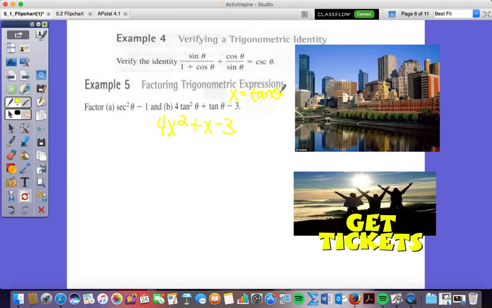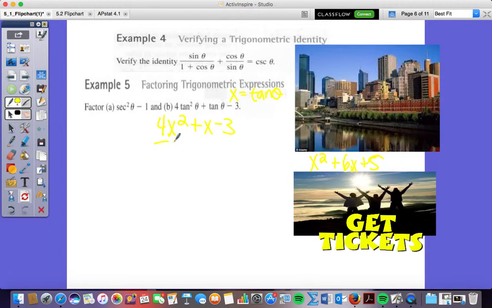How many of you do the check and guess method? How many of you do the A times C method? How many of you have no idea what I'm talking about right now? Let me backtrack. If I had x squared plus 6x plus 5, could you factor that? Yes, it would be x plus 1 times x plus 5. But when this a value is greater than 1, it becomes tricky.